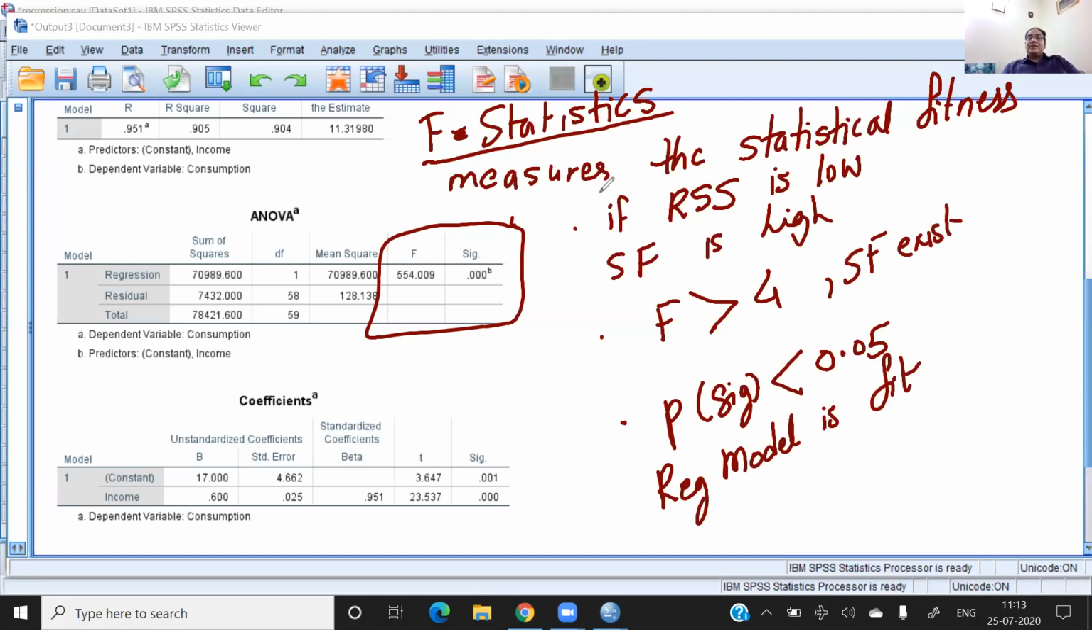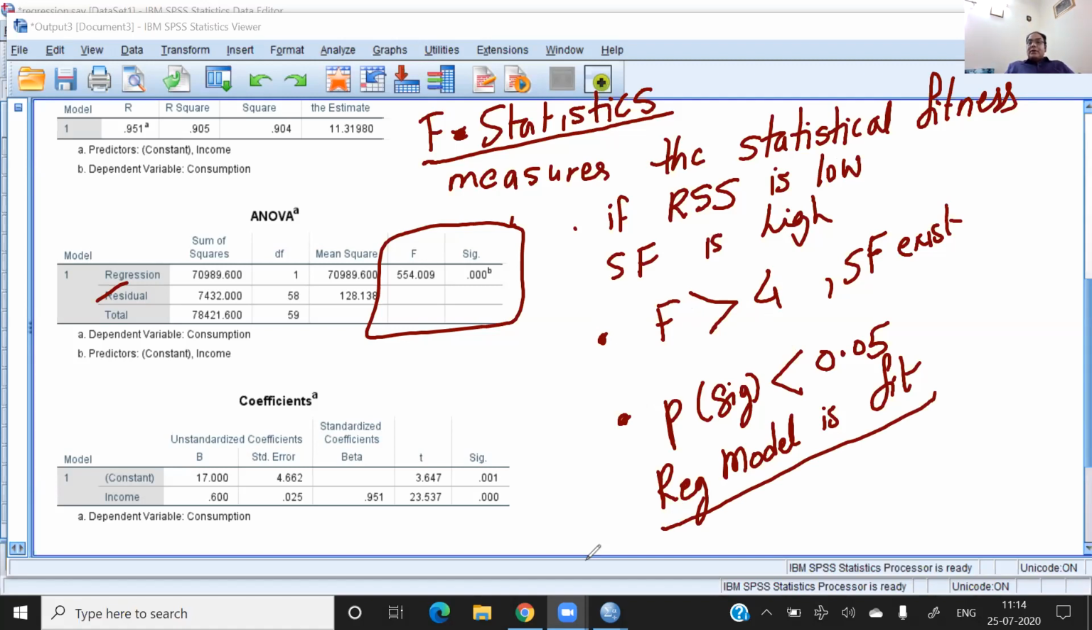So in this way, we can define the F statistic of the regression model. It measures the statistical fitness. If the residual sum of square is low, statistical fitness is always high, and the minimum expected value of F is 4. If F statistic is more than 4, statistical fitness is high. And if the probability value is less than 0.05, the regression model is fit. I hope you now understand the meaning of F statistic, and we can move further.